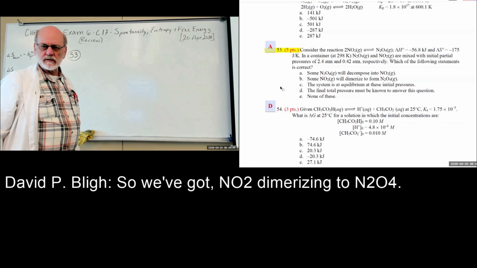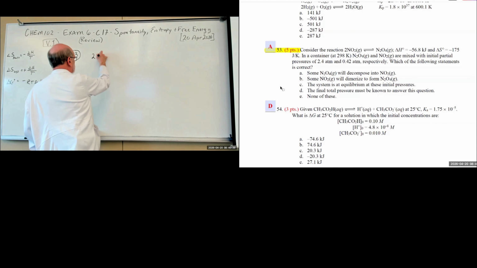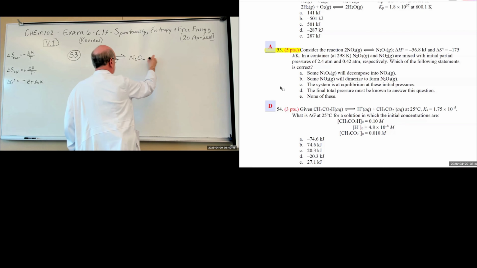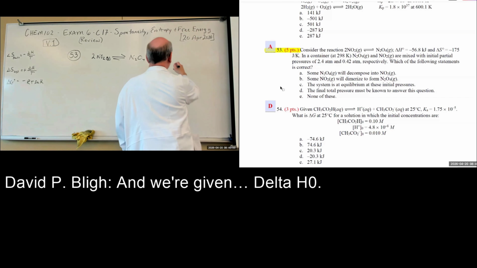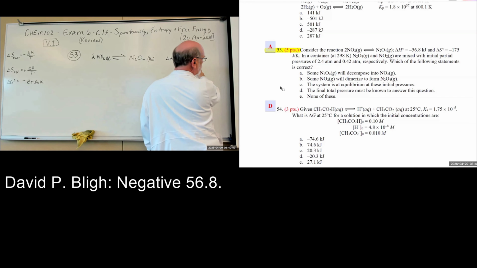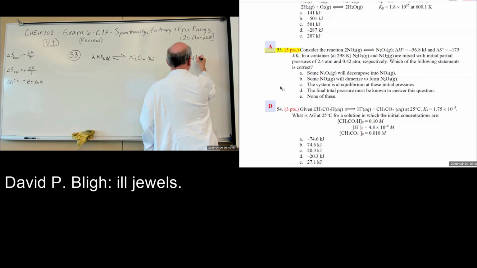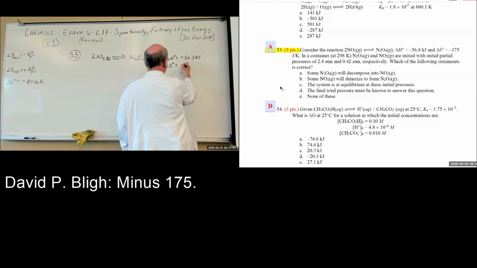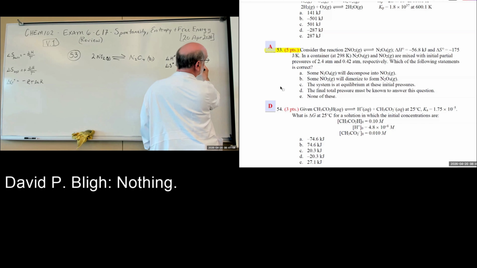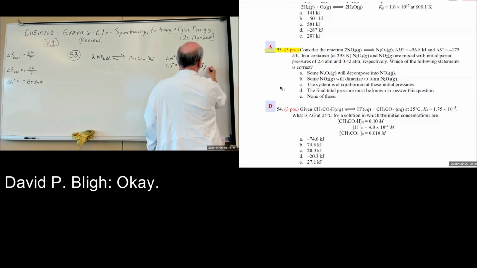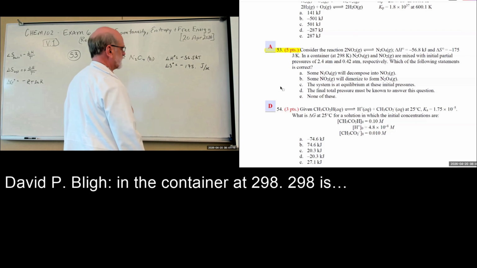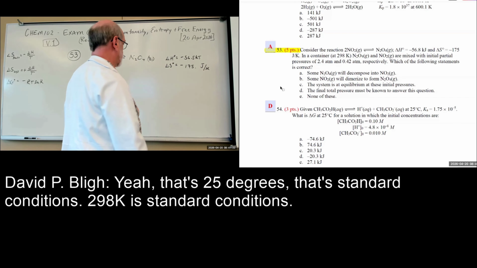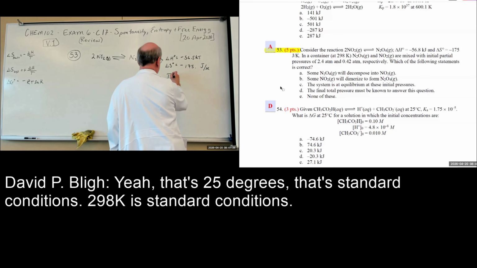So we got NO2 dimerizing to N2O4. And we're given delta H0 negative 56.8 kilojoules, and delta S0 minus 175.0 joules per K. In the container at 298. 298 is, yeah, that's 25 degrees. That's standard conditions. 298 K is standard conditions.